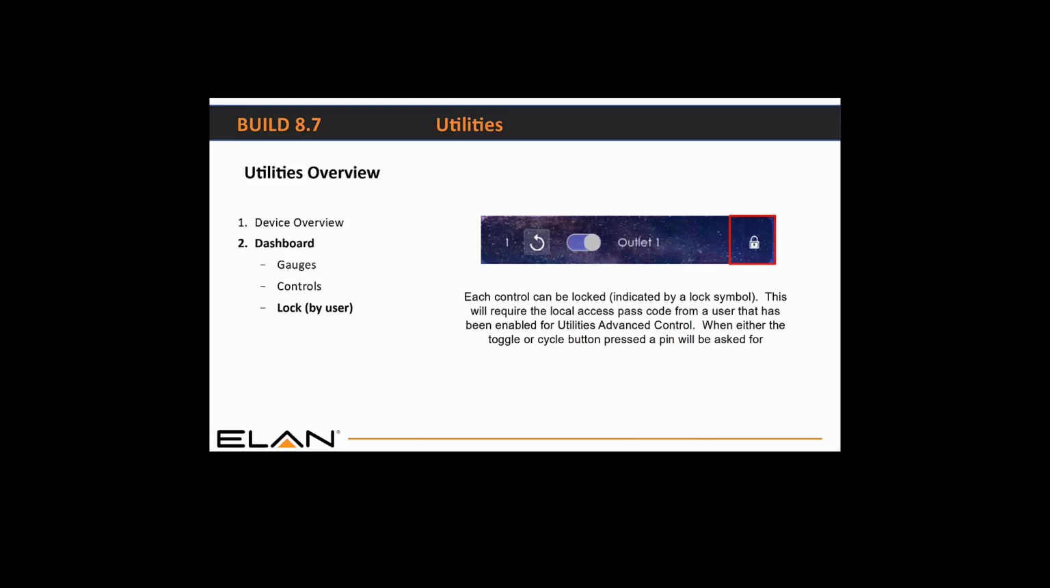And there's this little lock symbol. Because this stuff could be sensitive, right? You don't want the end user or anybody to just reboot certain devices, so you can lock them. When you lock the device, it requires not only a PIN code, but it requires the user to be set up to be able to do that. It's similar to what we did for surveillance in privacy modes. Same thing. Each user would have an option for utilities advanced control, and if they are checked off to do that, then they'd have to enter their code to be able to power cycle or turn on or off an outlet. Pretty handy.